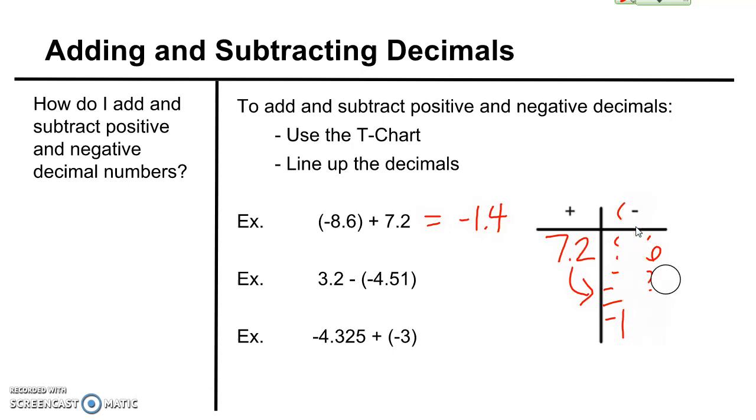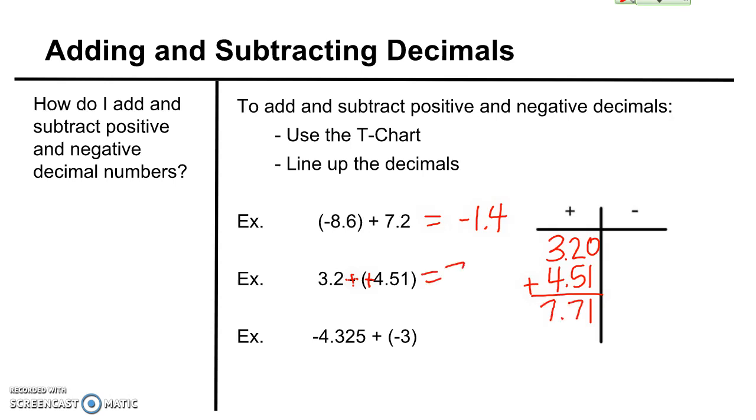Second example, work this with me in your notes. 3.2 minus negative 4.51. Remember when we have minus and negative, we say plus plus. So it's going to be 3.2 plus 4.51. Notice how I didn't line it up from the end of the number. I lined it up using the decimals, and I'm going to fill in a 0 there so that I have my place values lined up. 1, 7, 7.7 in the positive column, so the answer is positive. Make sure you're lining up the decimals.